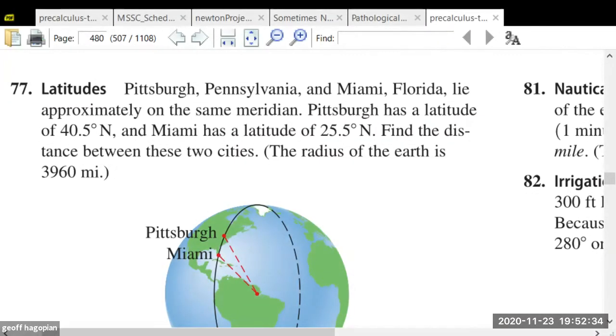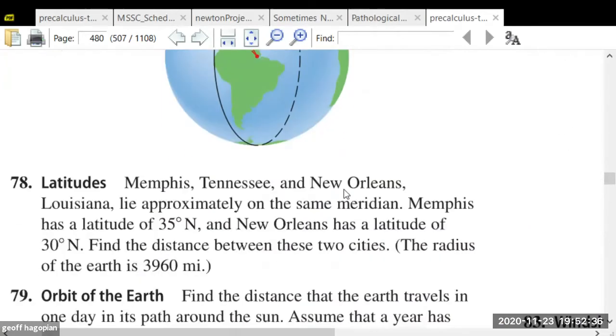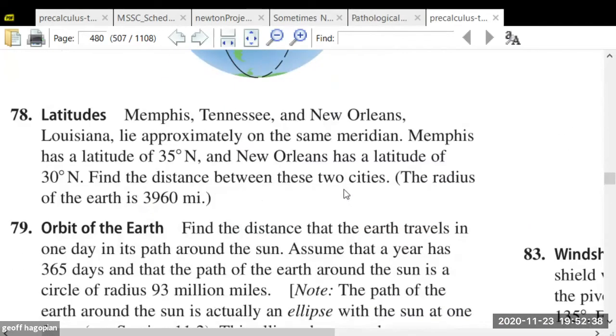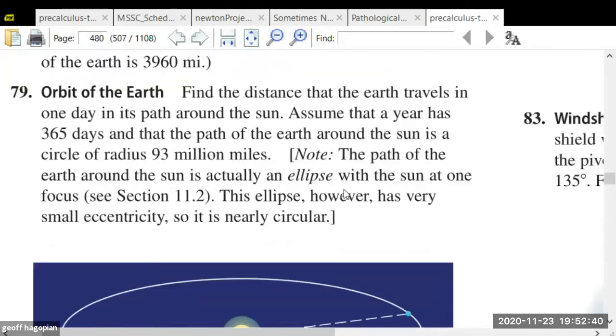What else we got here? Orbit of the Earth? Well, there's a lot of these kind of questions, right? Find the distance that the Earth travels in one day in its path around the sun. Assume that a year has 365 days.